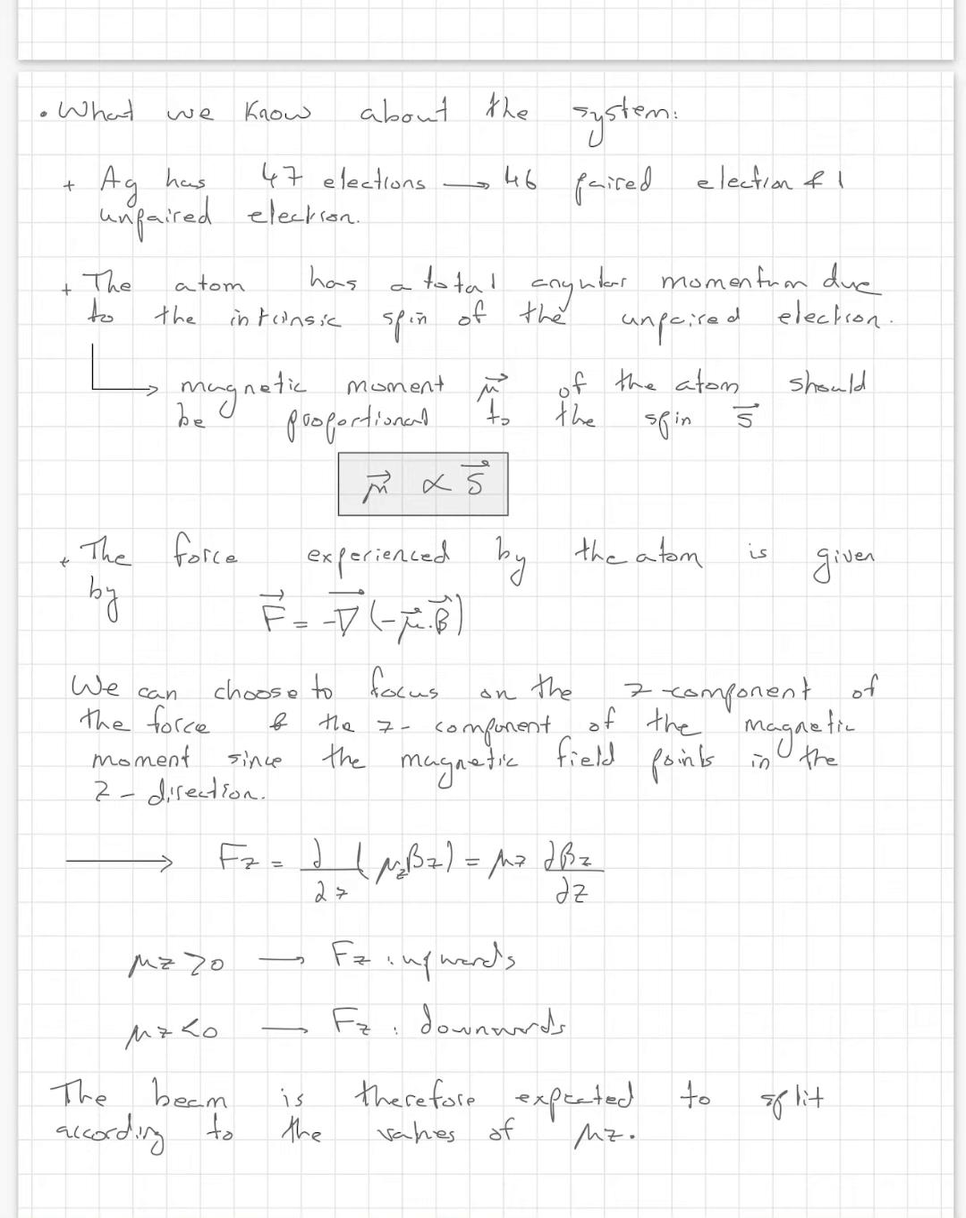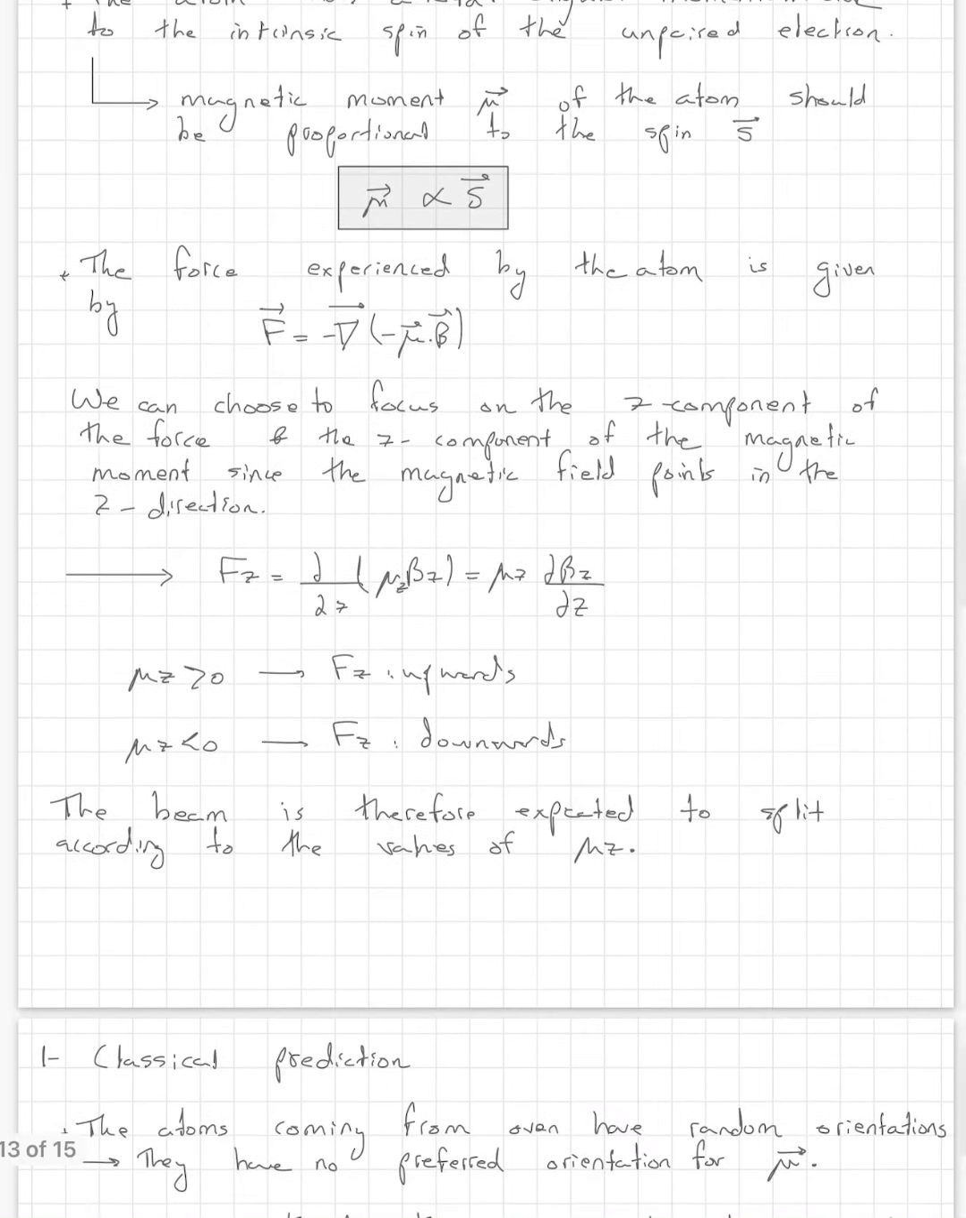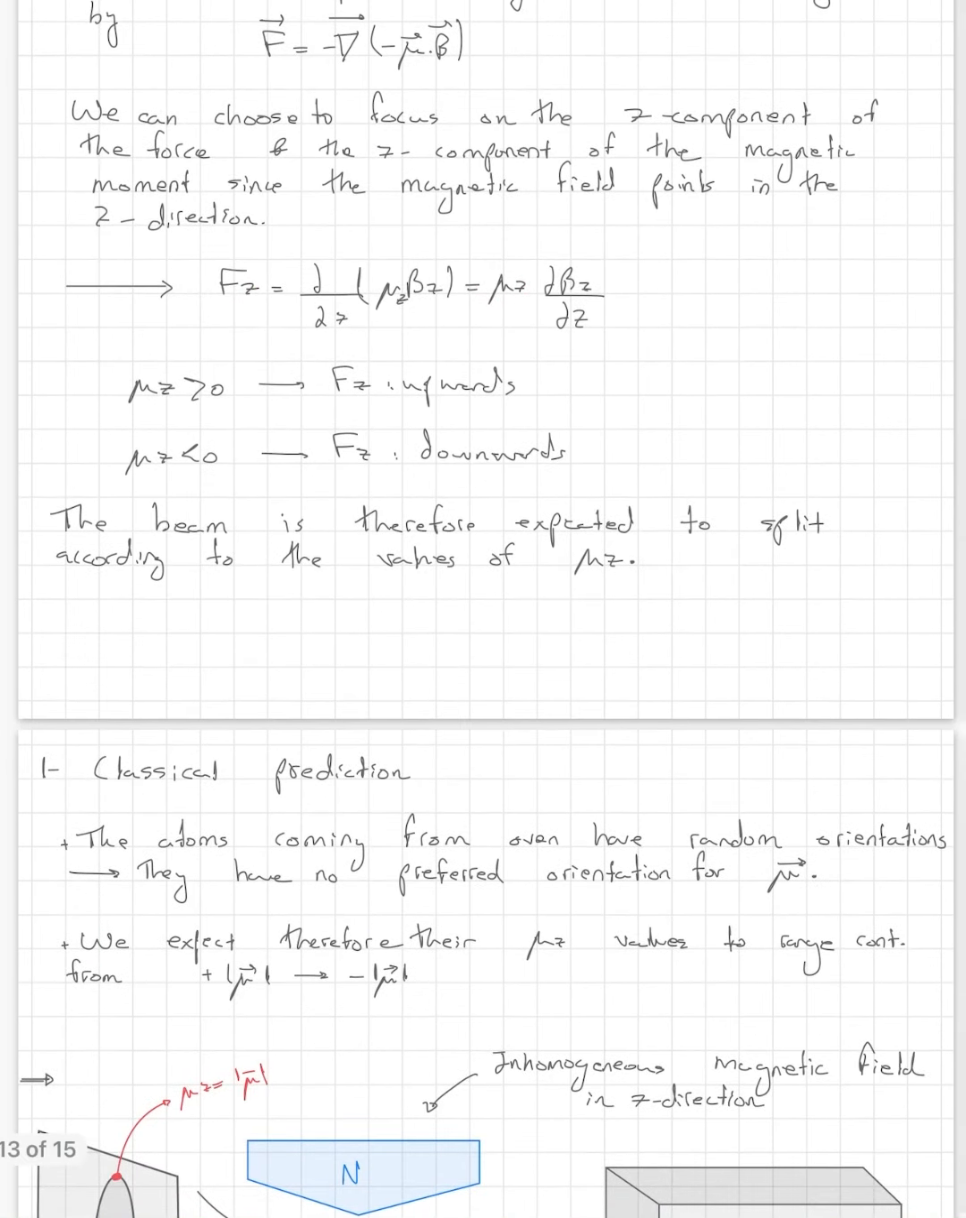The important part about this equation is that we can see that the force is directly related to the Z component of the magnetic moment. If the Z component of the magnetic moment is positive, we have an upward force. If it is negative, then we have a downward force. Also, we can see that it's directly proportional to it. So the bigger mu Z is, the bigger F_z, and the smaller mu Z is, the smaller F_z. So we can therefore say that the beam is expected to split according to the value of mu Z.